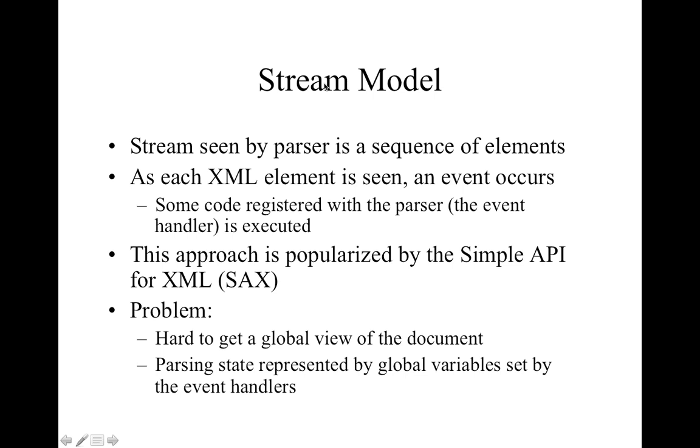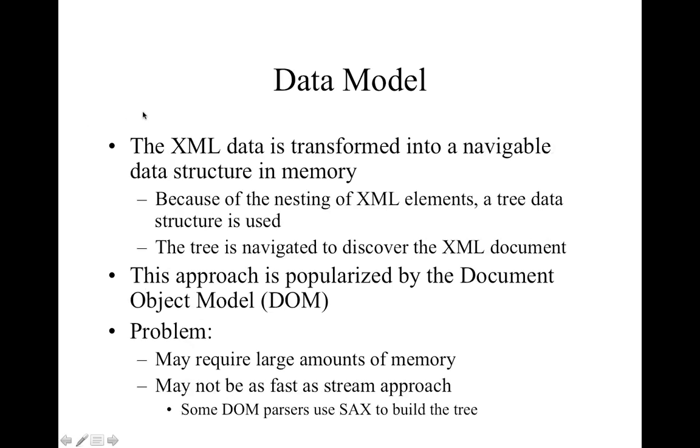With SAX, it is hard to get a global view of the document because you are always focusing on an element. The parsing state is represented by global variables set by the event handlers. So when an event is encountered, only then can you do some processing in the stream model. Whereas in DOM, I'm repeating myself, so you have to be really careful when somebody asks you what is the difference between SAX and DOM. DOM may not be as fast as the streaming approach because it handles everything within memory.